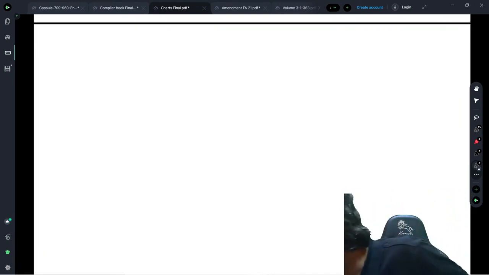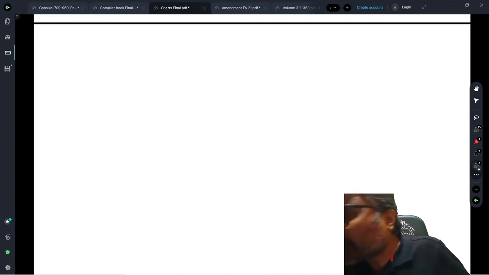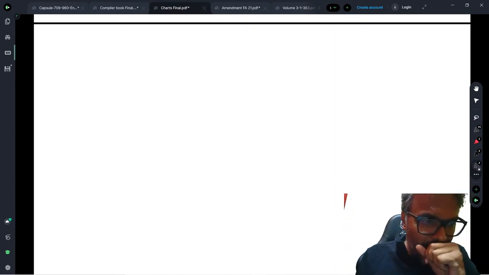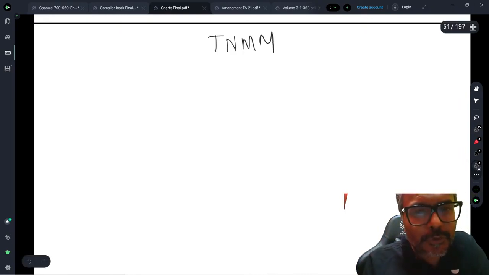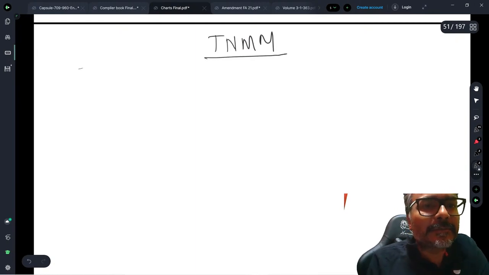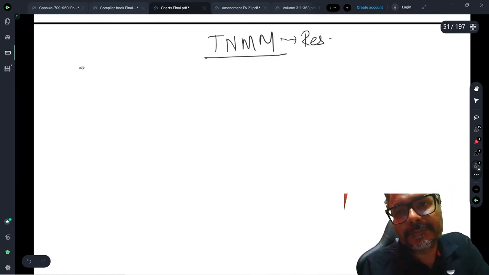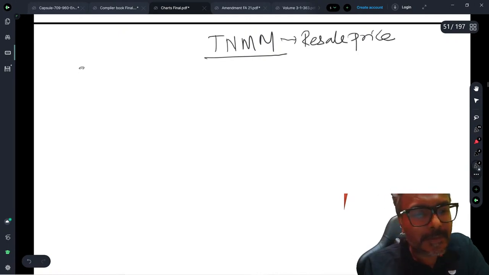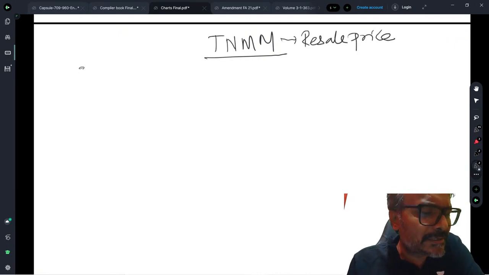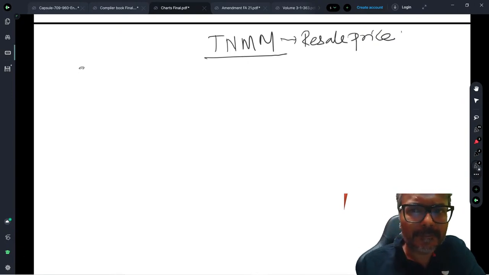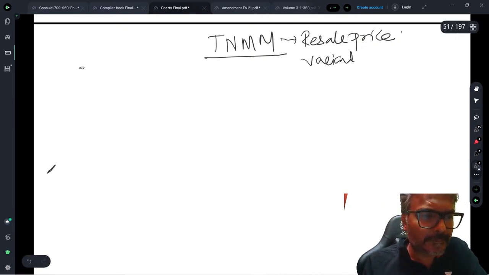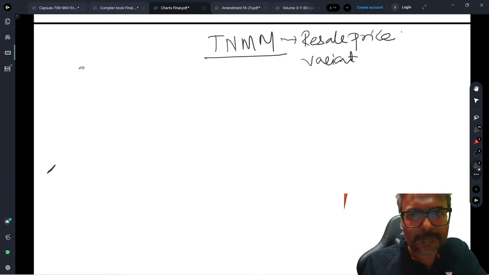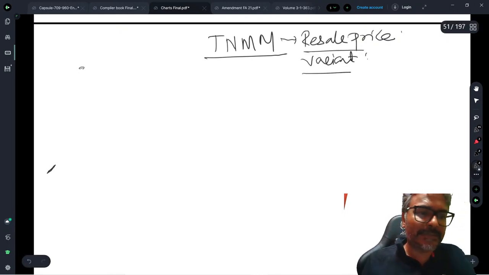Fine students, just a second. Students, I want all of you to copy it on this chart of transaction net margin method. No, Wednesday, Thursday, 16, 17 March. Yes, Shudadev, at the end.